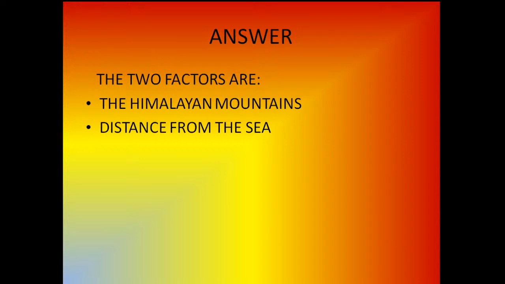The other point is distance from the sea. Places near the sea have a maritime or moderate climate, like Mumbai, whereas places far from the sea have a continental climate, like Lucknow. If we look at Lucknow, it has a continental climate.